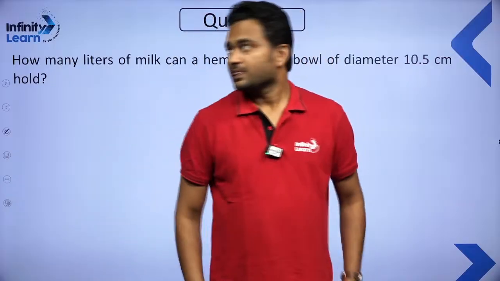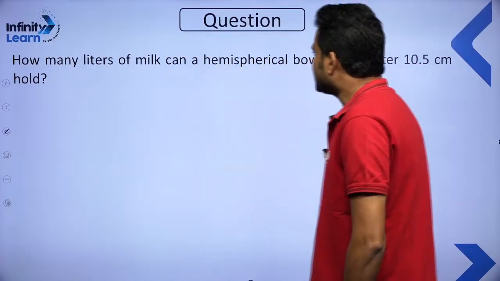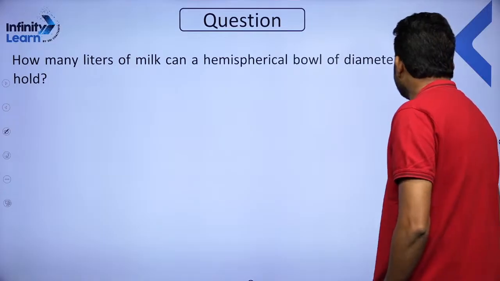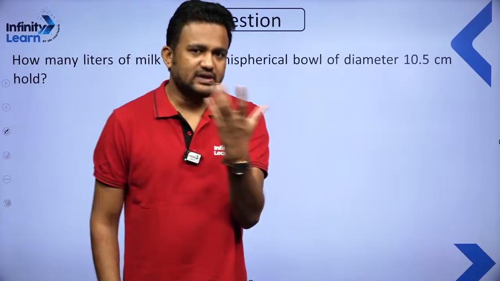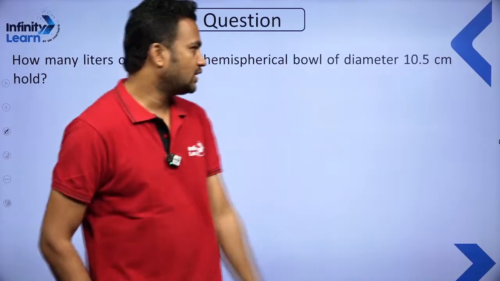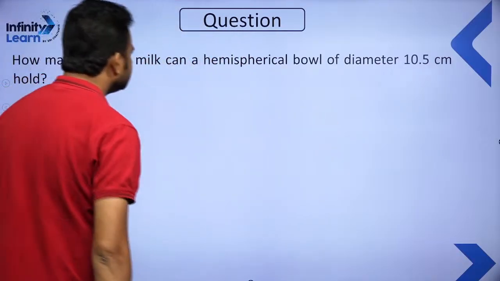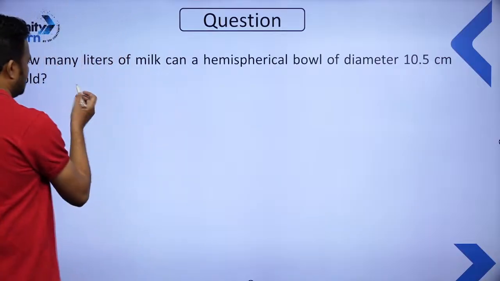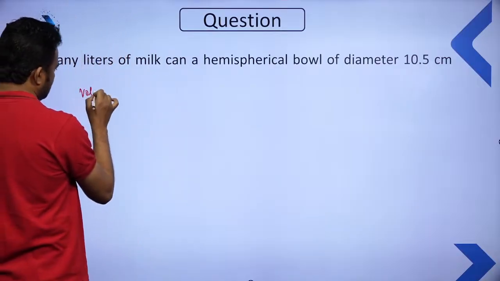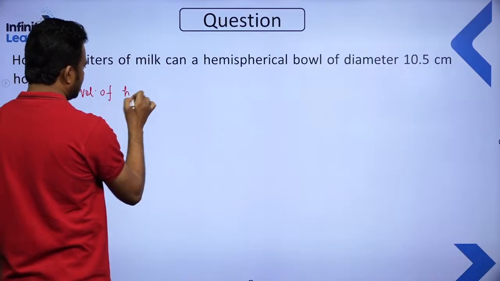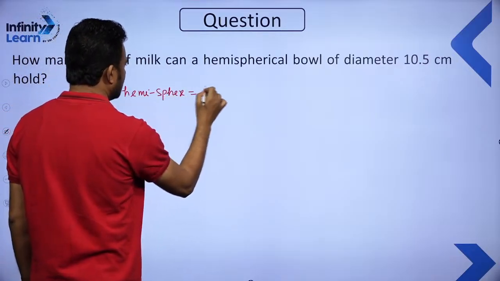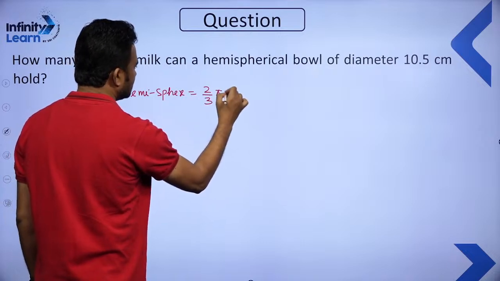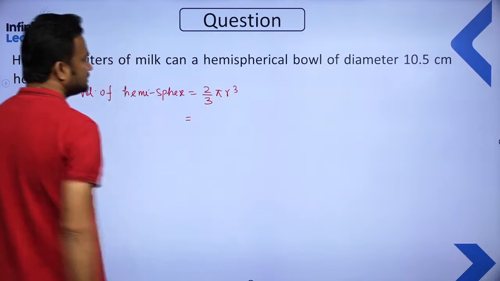How many liters of milk can a hemispherical bowl of diameter 10.5 centimeter hold? Means we have to find the capacity of the bowl. That's it. So what is the capacity? Means volume. So volume of hemisphere is 2/3 pi r cube.